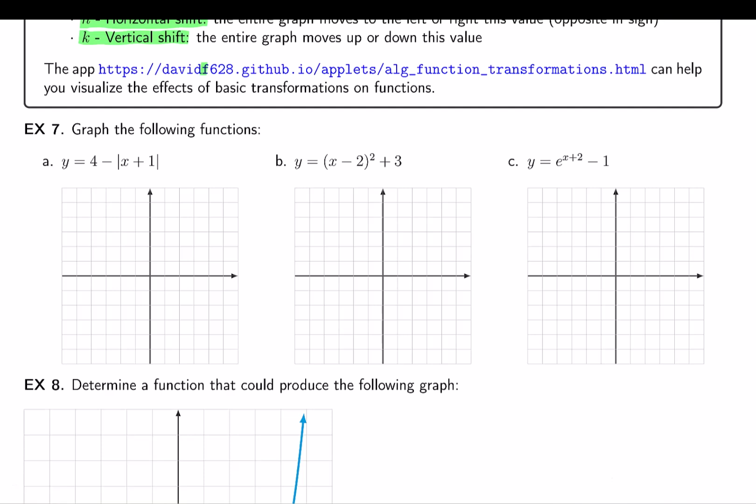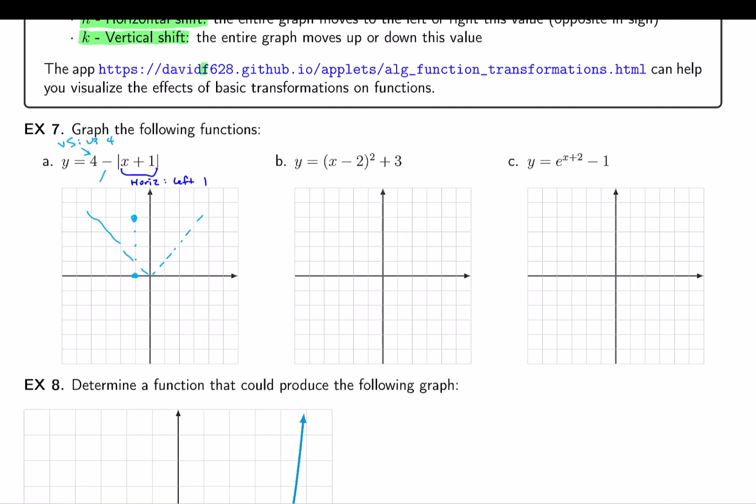All right, 4 minus absolute value of x plus 1. This is a horizontal shift, and I need to go to the left 1 unit, because it goes in the opposite direction of the sign. So normally, this graph is going to, of course, just be this V shape. But I'm going to go to the left 1, so that gets me started. This 4 on the outside is a vertical shift, and it's going to be up 4 units. So 1, 2, 3, 4.